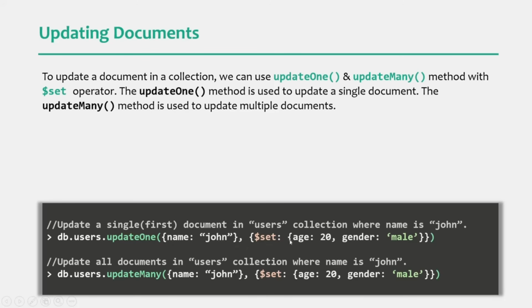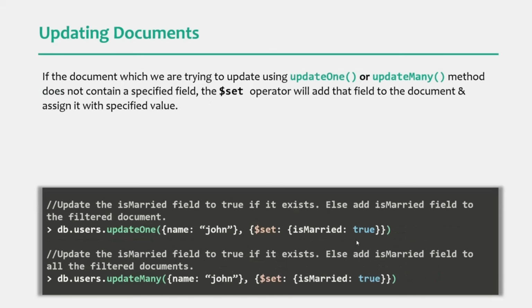And then as the second argument, we pass another document where we use $set operator, using which we specify which fields we want to update. Now, if these properties are present in a document, those properties will be updated with the specified values. But if a property does not exist on a document, for example, let's say the isMarried property does not exist on a document, in that case this property will be first created in the document and it will be assigned the specified value. So this is how updateOne and updateMany method works. Let's understand it with some examples.